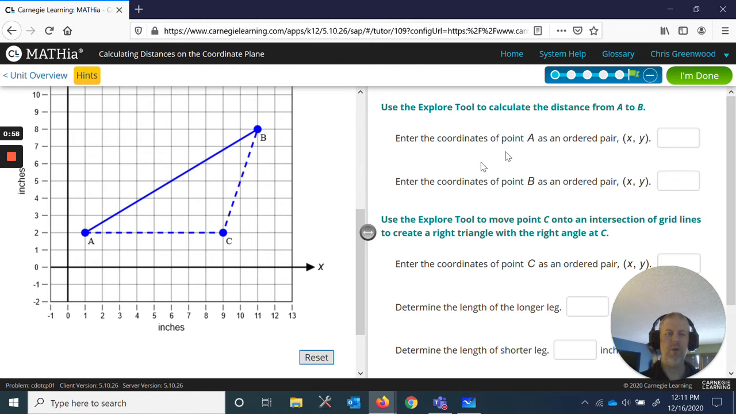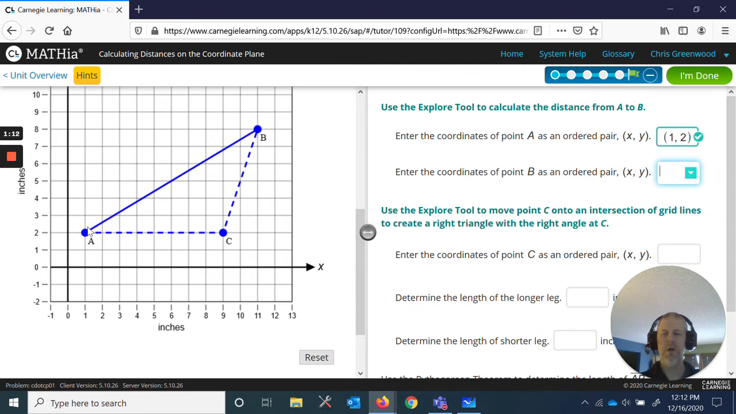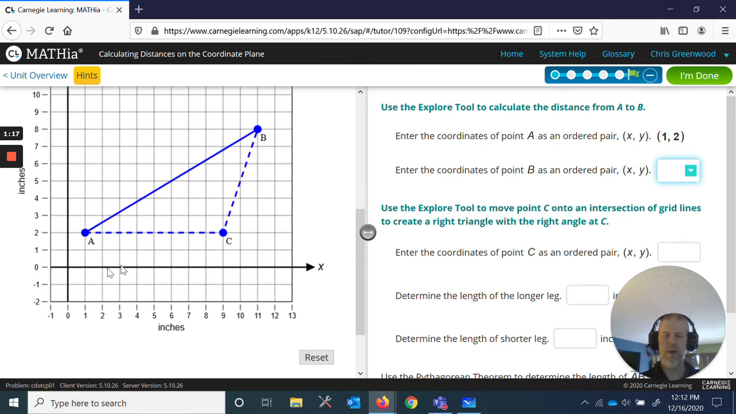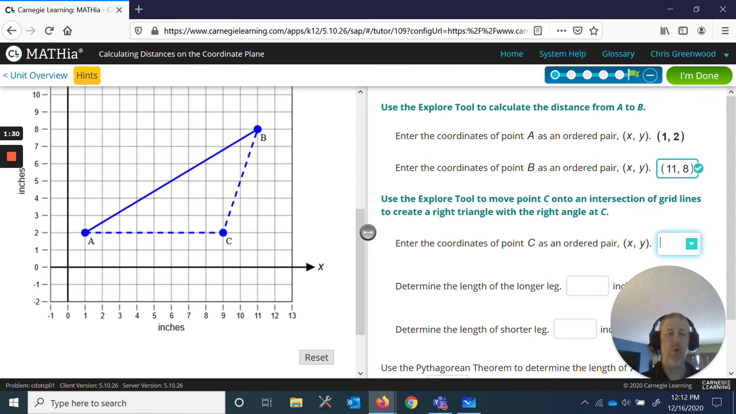If I look at enter the coordinates of point A as an XY pair, if I go along the x-axis, I have to go over 1 unit to get to where A is, and then up 2 units for the y. So this will be (1, 2). All right, right 1 and up 2. To get to B, I can follow my cursor down to 11. So I go 11 in the X direction, and then up 8 in the Y direction. So (11, 8). Make sure you put these in parentheses because they are coordinates or ordered pairs, and it will mark you wrong if you don't do that.